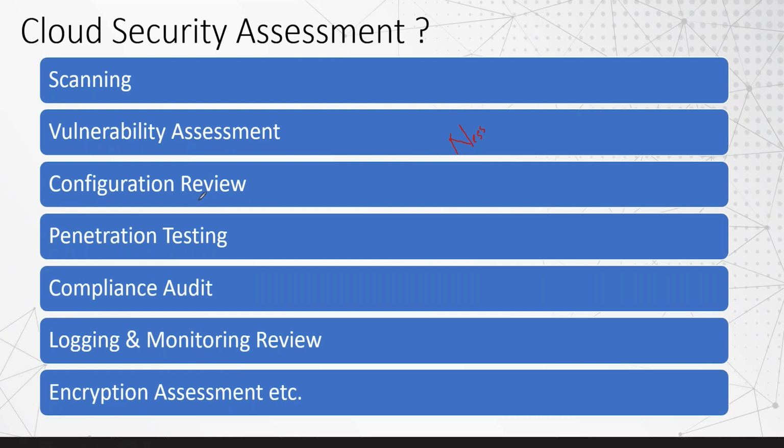Configuration review means reviewing the cloud environment's configuration. You want to verify the various settings, permission levels, and access control mechanisms you have given, like whether you have multi-factor authentication, proper monitoring, and proper alarms and alerts. This configuration review helps ensure that the configurations align with your security best practices, and only authorized users have appropriate access to your cloud resources. That's basically what we call a configuration review.